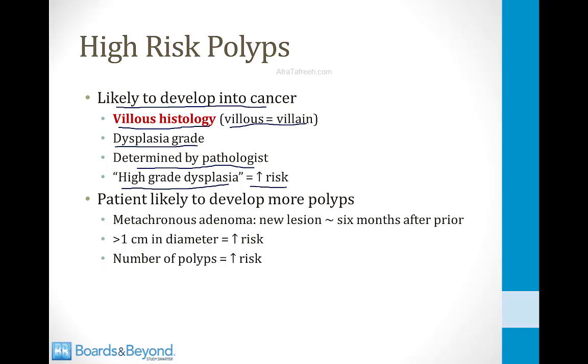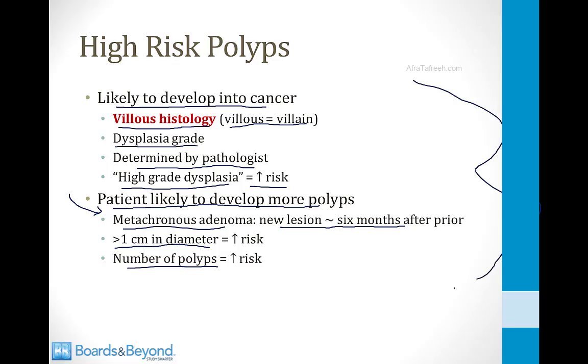There are also some polyp features that mean the patient is more likely to develop polyps quickly in the future. A metachronous adenoma is a new lesion that occurs 6 months after a prior, and patients who have a polyp that is greater than 1 centimeter in diameter or who have multiple polyps are at increased risk for developing so-called metachronous adenomas, meaning new adenomas in a short period of time. So what all this means on this slide is that patients who have any of these features seen on this slide need more frequent colonoscopies because they are at greater risk of developing colon cancer.